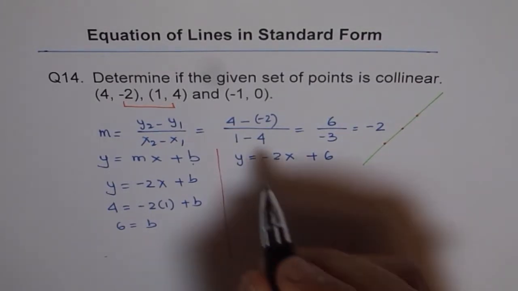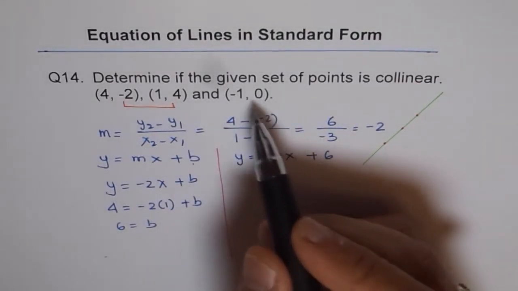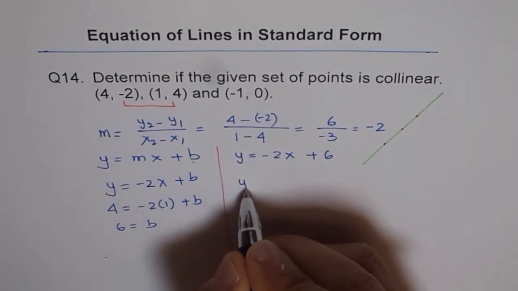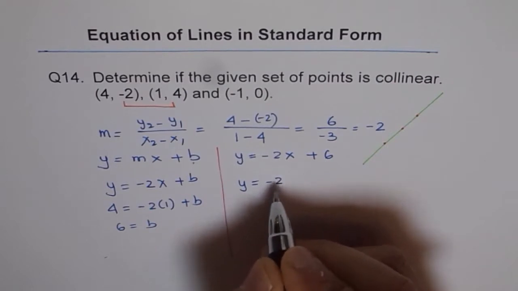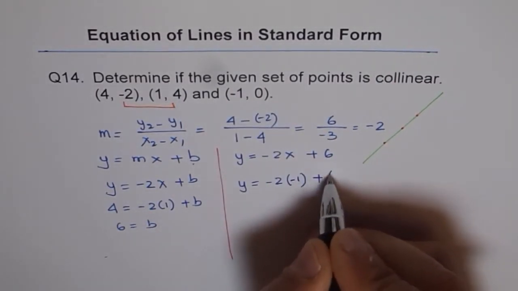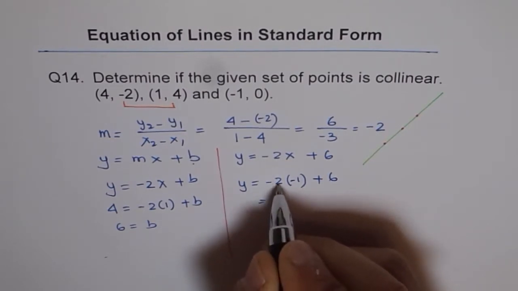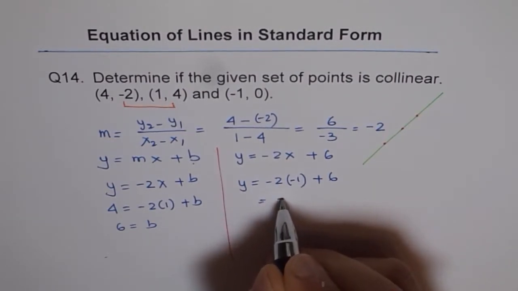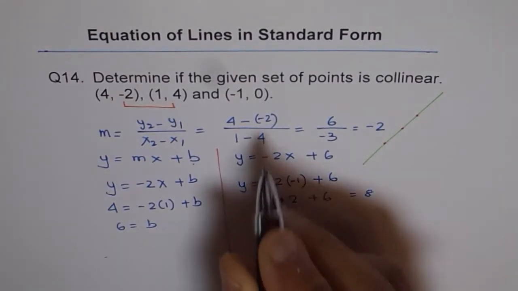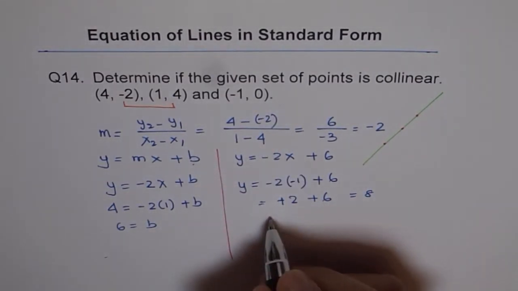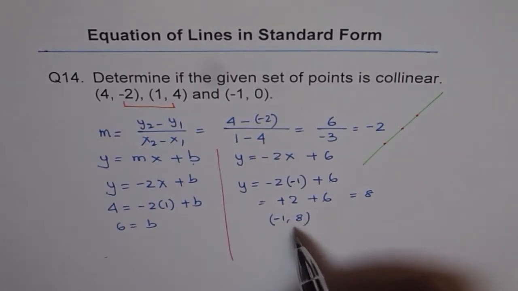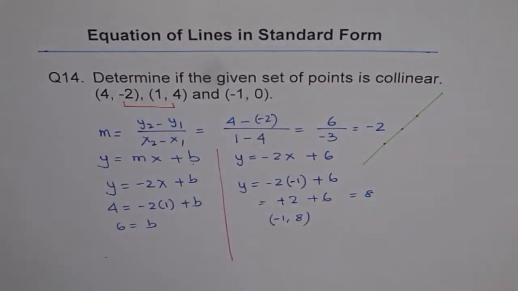So for that, let's plug in minus 1 and see, do we get 0? If I write minus 1 here, then what do I get for y? So y equals minus 2 times minus 1, plus 6. What do I get? I get minus 2 times minus 1 is plus 2, plus 6, which is 8 and not 0. Since the point on the line is (-1, 8), we find that these 3 points are not collinear, correct?